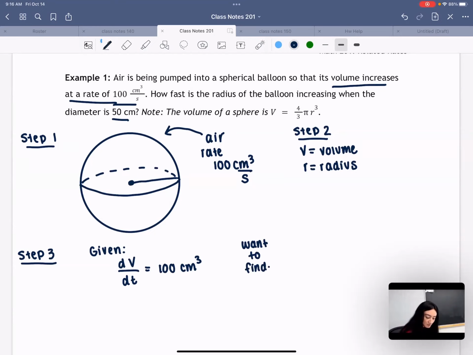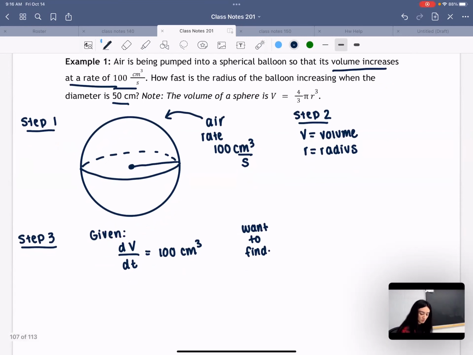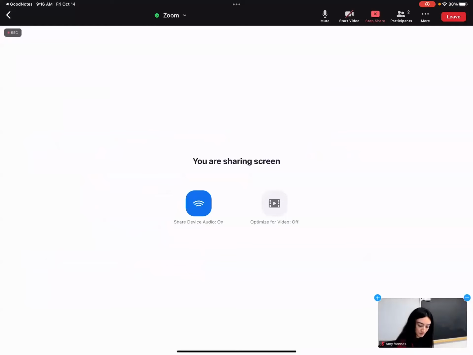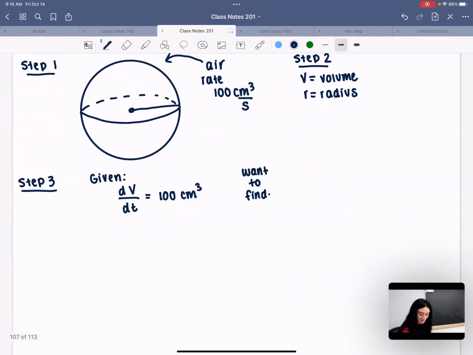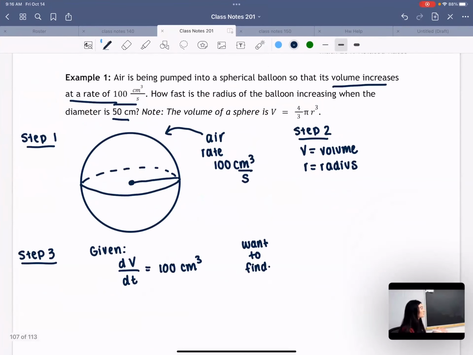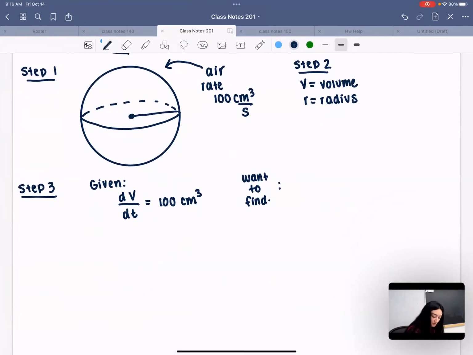Let's see, it says, how fast is the radius of the balloon increasing? So what do we want to find in terms of derivatives? Yes, it is dr dt. We're interested in how fast the radius is increasing, which means I want to find what dr dt is.